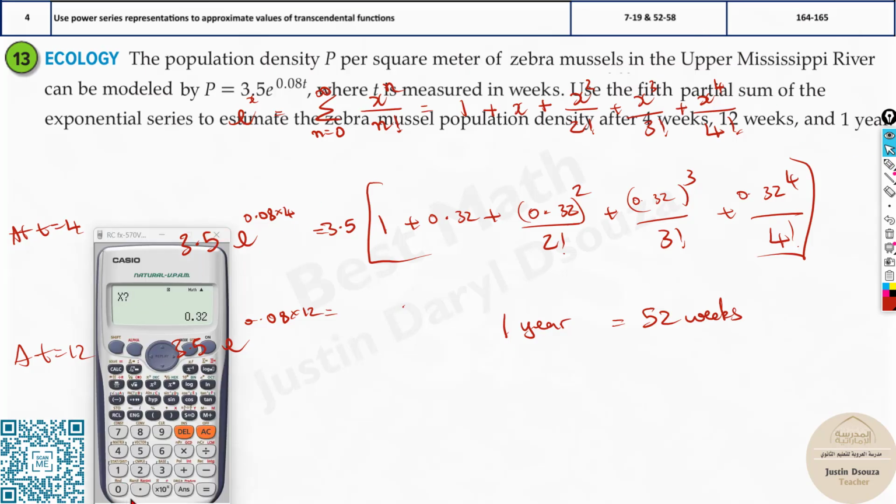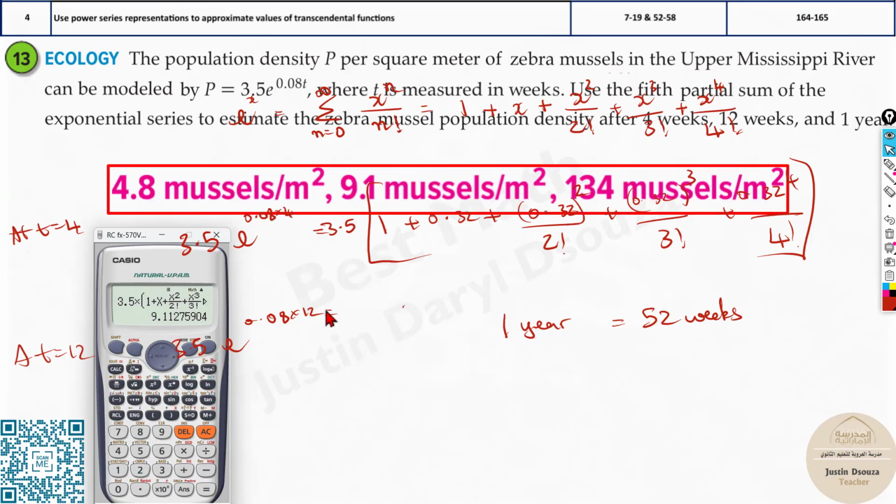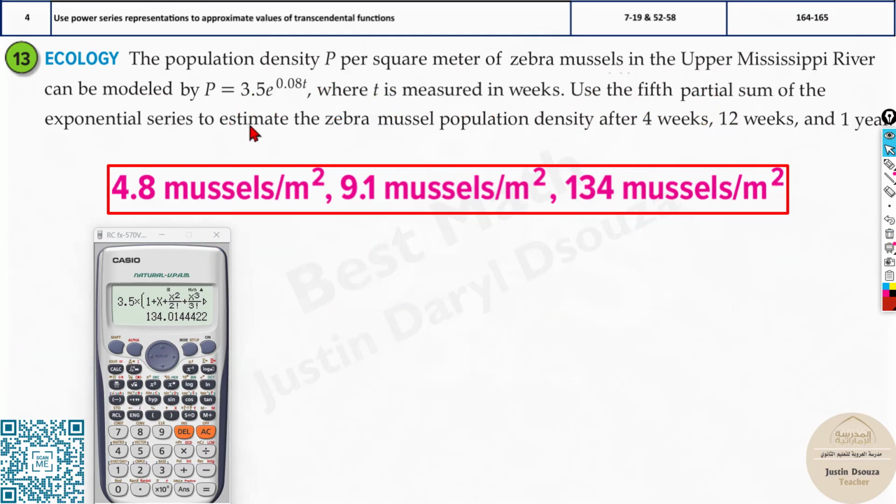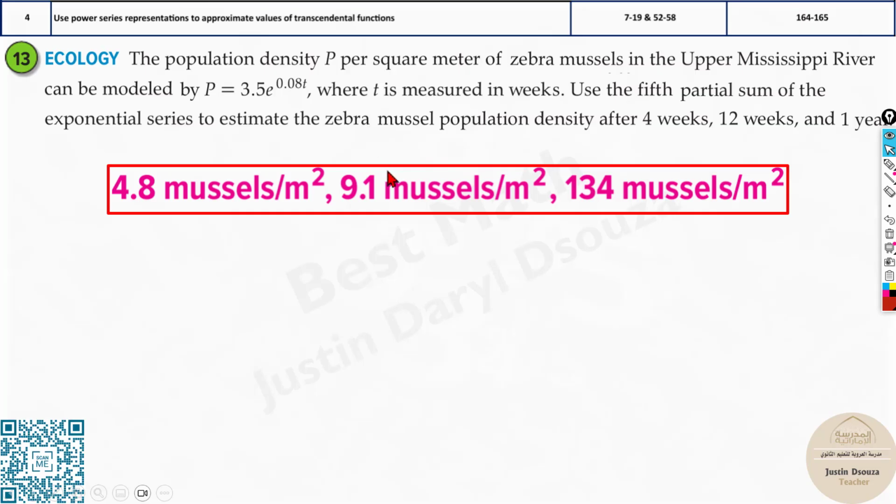Now over here, what I substitute is 0.08 times 12, and the answer would be 9.11, which is rounded off to 9.1. And lastly, calculated at 52 times 0.08, because 0.08 is the coefficient of t. So t varies. It's 52 this time. And the last one is 134.0. So this is how we can solve this problem. All the exponential series are very easy.